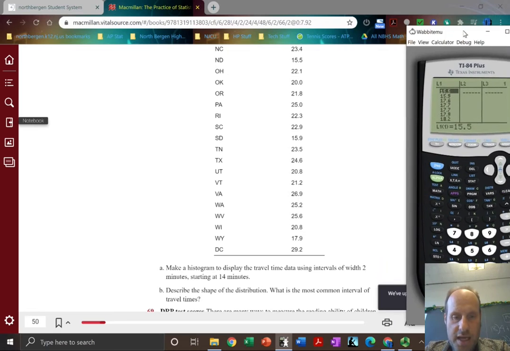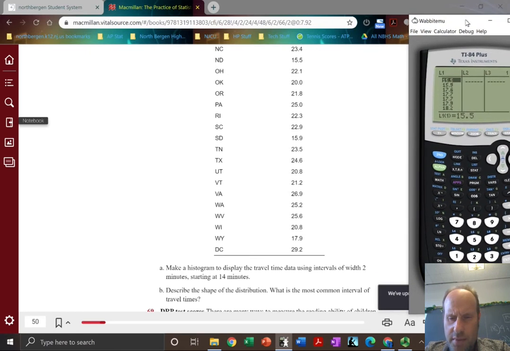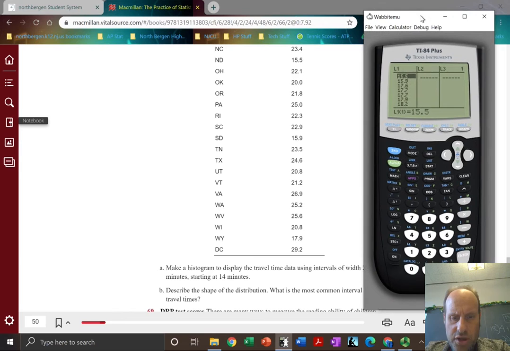So right here it says, make a histogram to display the travel time data using intervals of width 2 starting at 14 minutes. Okay, so let's go right here.